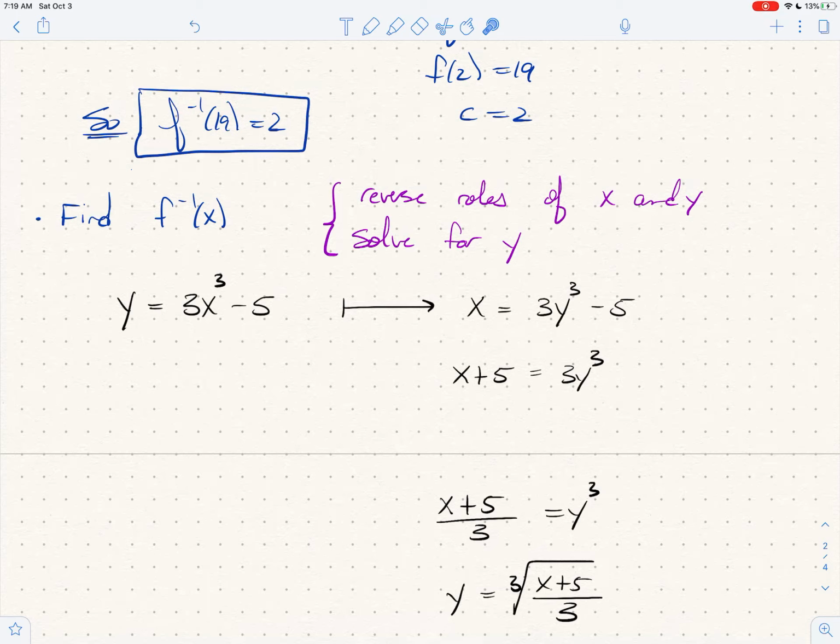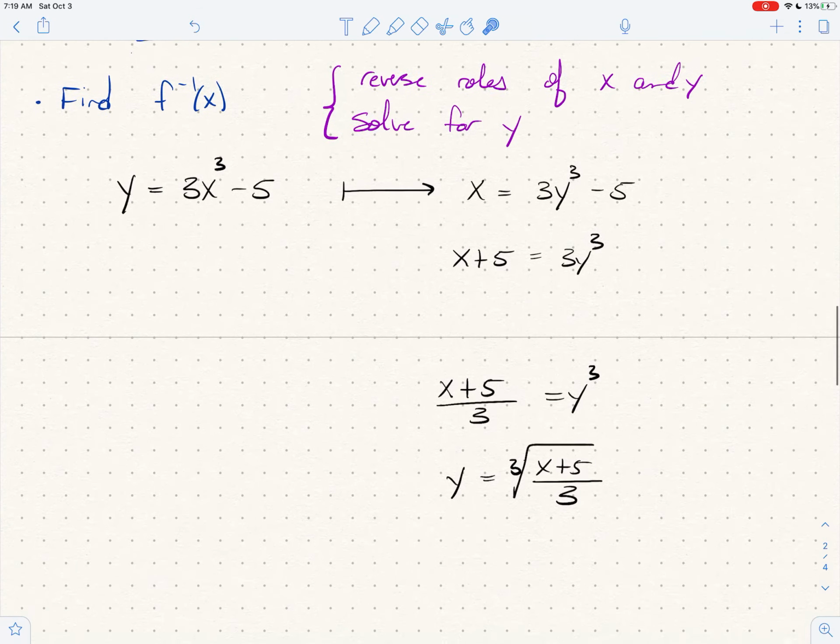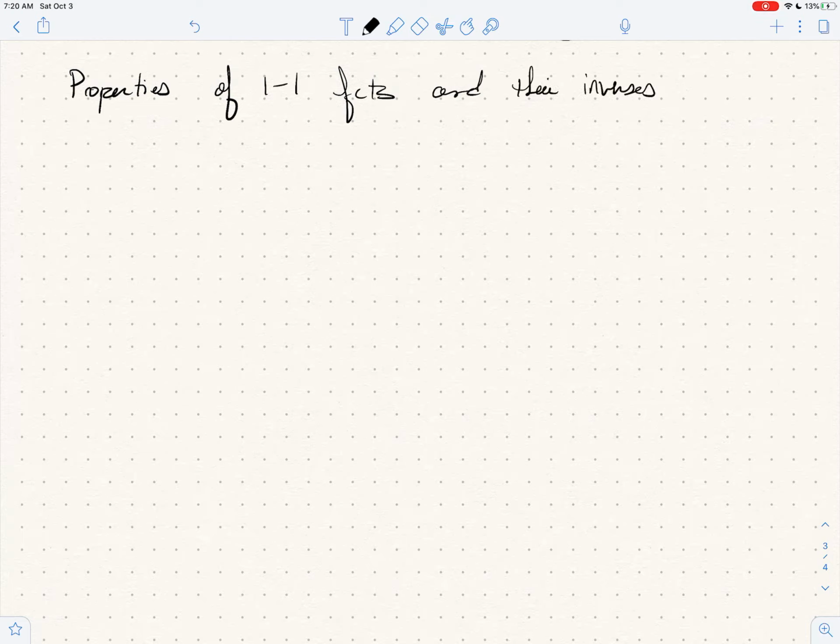So I want to run through just a list of properties of one-to-one functions and their inverses. So here we go. Properties of one-to-one functions and their inverses. Some of this will be familiar to you as review. Some of it won't be. Let's start out. We'll do maybe 2 or 3 of these, and then I want to switch and break the video here.